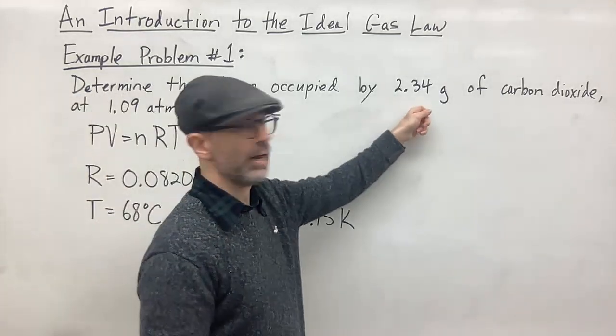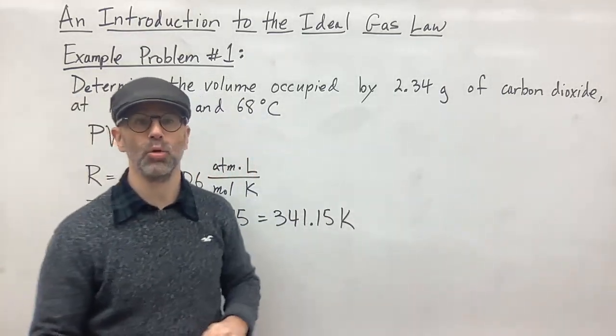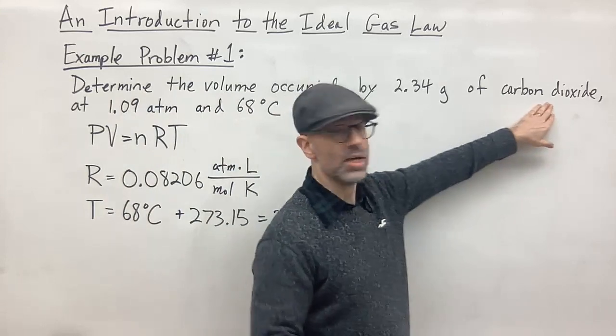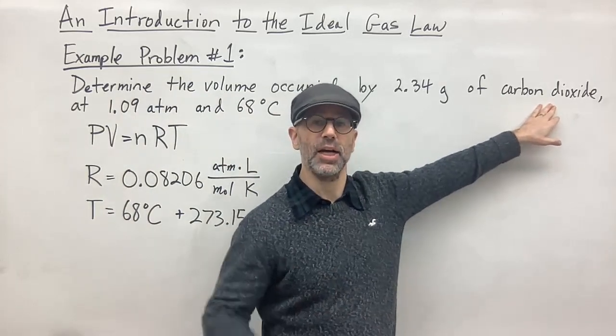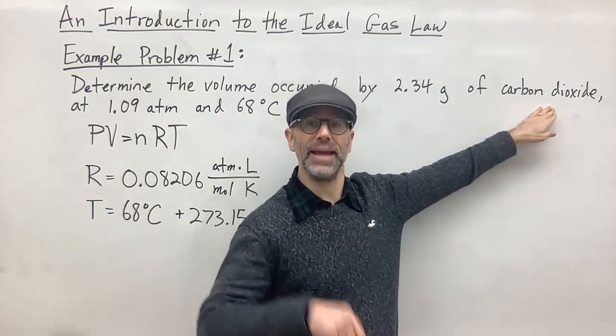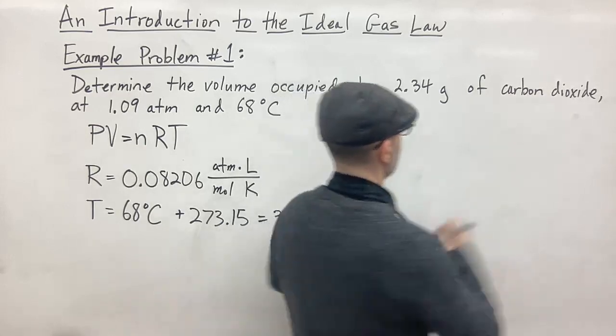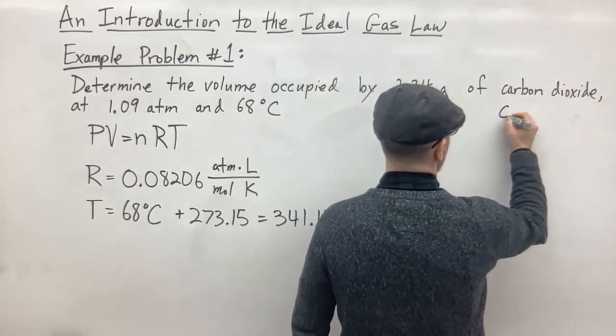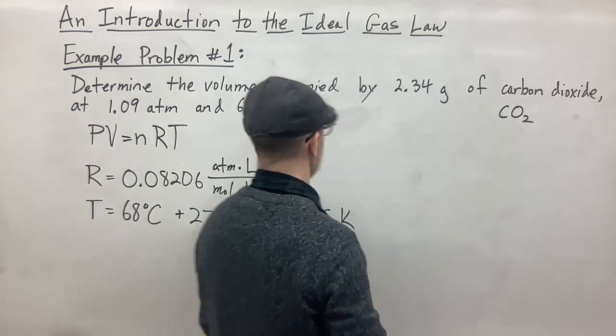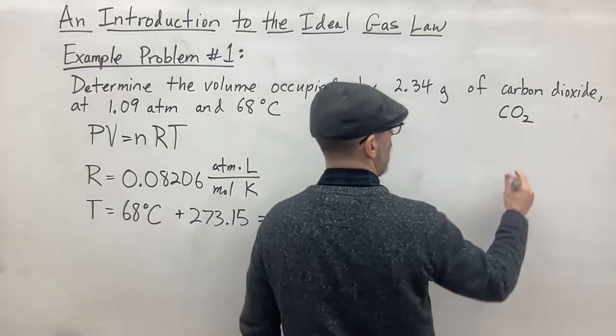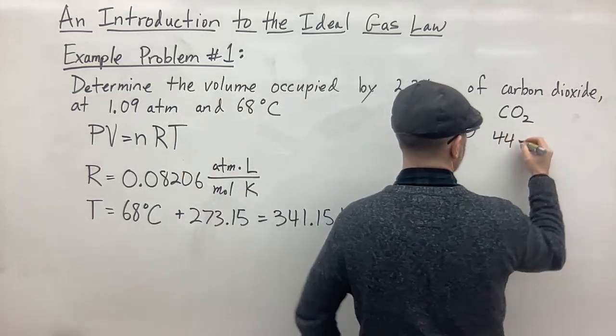We're given grams, so we're going to have to convert this to moles. We're going to use the molar mass of carbon dioxide. So we need the formula for carbon dioxide. You should know how to go from the name to the formula. Carbon dioxide has the formula CO2. So when you calculate the molar mass, that's going to be 44.01.